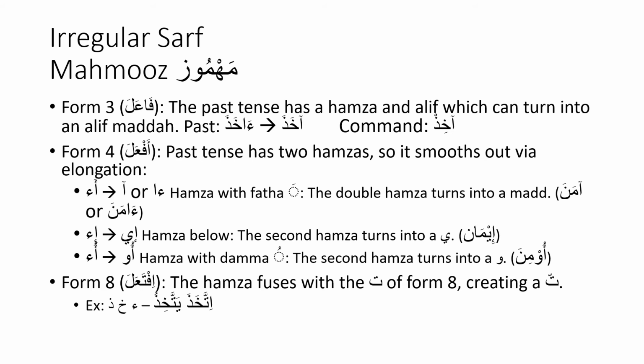Alright, form 8 affects all conjugations. It's on the pattern of ifta'ala. So the hamza fuses with the ta of form 8, and it creates a ta with a shadda, right? For example, using the root akhadha, it becomes ittakhadha yattakhidhu, and so on, following that pattern. And notice as well that with form 4, the past tense and command forms are identical to form 3.